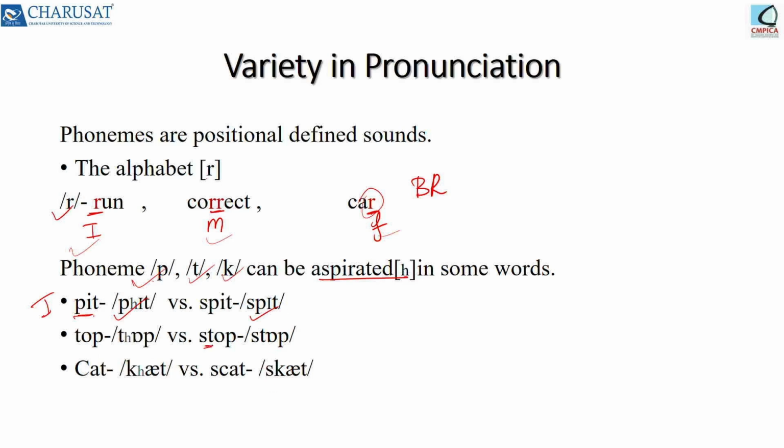Why? Because it is the second, the middle sound. Over here also it is the middle sound. So you need to know if it is the initial sound, right? Like cat, it would not be unaspirated, it would be aspirated. Top of the table, it is cat. And over here, you need to understand that this is a middle sound, so it won't be aspirated. This is how the variety depends.